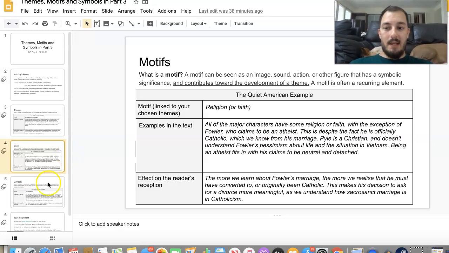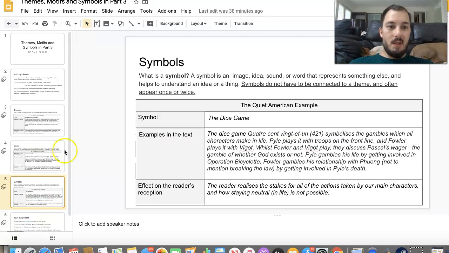And lastly, but not least, symbols. A symbol is an idea or an image or a sound or a word that represents something else, like a motif, but it helps us to understand an idea or a thing. Symbols don't have to be connected to a theme, unlike a motif, and they often only appear once or twice.